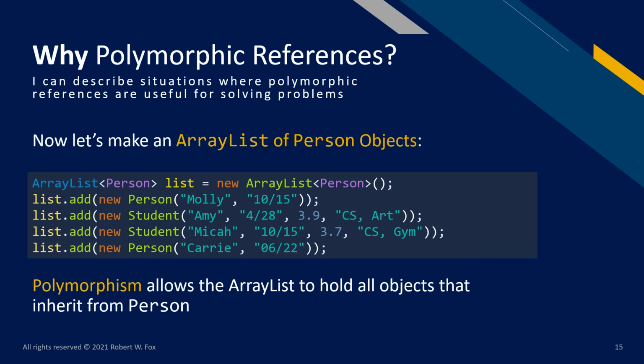The second use case for polymorphic references has to do with arrays and array lists. So in this example, I've created an array list, and notice that it is an array list of person objects. But because polymorphic references are a thing, I can add anything to the array list that inherits from person. So I can say add new person, add new student, add new student, add new person. I could keep going, right? I could add new high school students, I could add new workers, and polymorphism allows the array list to hold all objects that inherit from the person class.